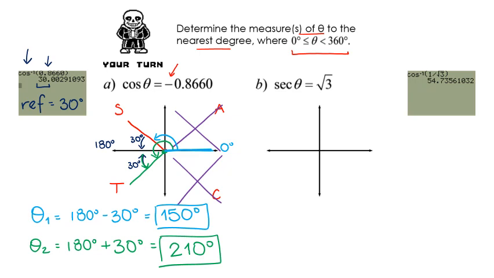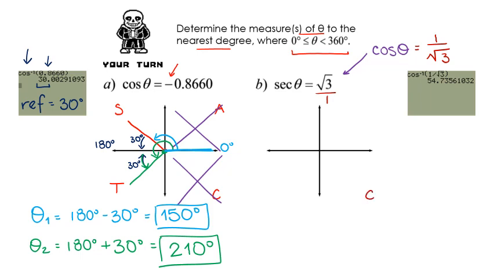For B, we've got secant theta is equal to square root of 3. So I'm going to switch this back to its reciprocal form. Secant is the reciprocal of cosine. And if I treat secant theta of root 3 as root 3 over 1, then cosine of theta is just going to be the reciprocal of that, which is 1 over square root of 3.